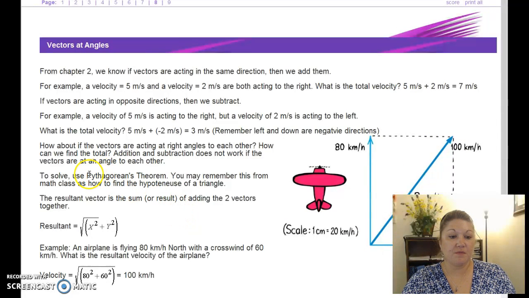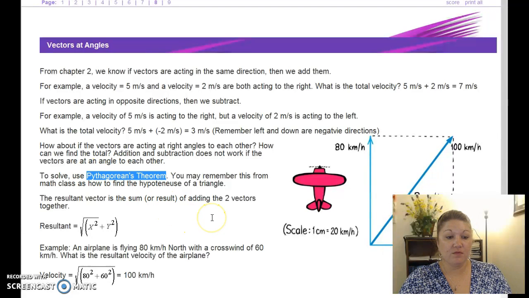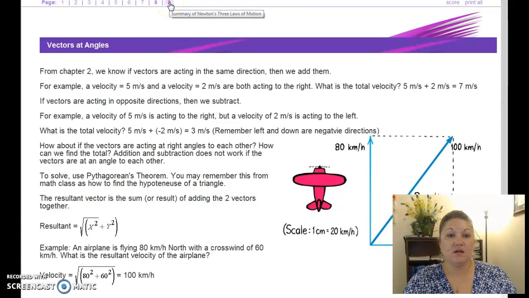You're going to have to use something called Pythagorean's theorem that you may remember from math class. It was used to find the hypotenuse of a triangle. So here's how it goes. To find the resultant, or the sum of those two vectors, take the x horizontal piece squared plus the y vertical piece squared, add them together, take the square root. So let's see if that works with our plane. 80 squared plus 60 squared gives you 10,000. You square root the 10,000, and there you get your 100. That's what you do if vectors are acting at angles instead of in straight lines.